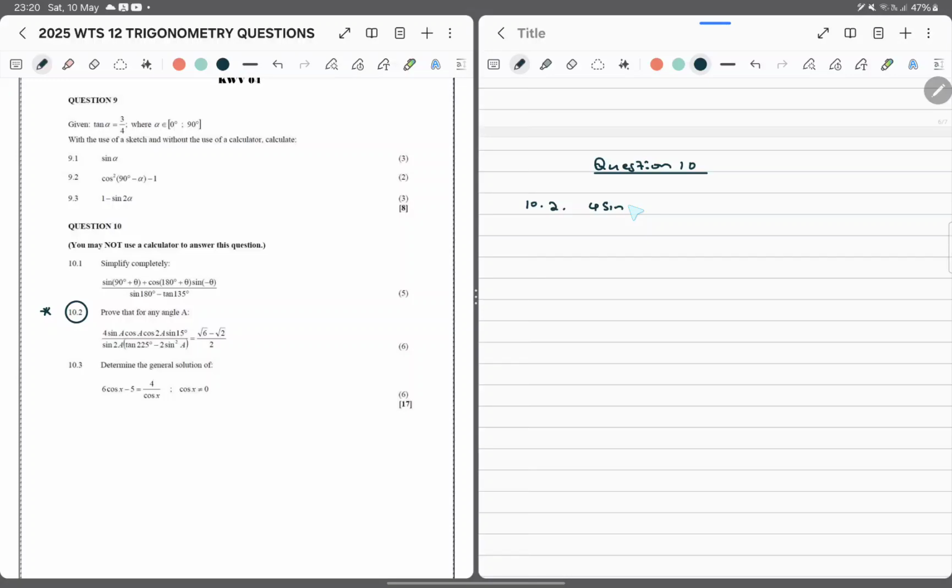So we've got 4 sine A cos A times cos 2A times sine 15 degrees, all of that divided by sine 2A into tan 225 minus 2 sine squared A. This is to be equal to square root 6 minus square root 2 divided by 2. Okay, nice and easy. Left hand side.